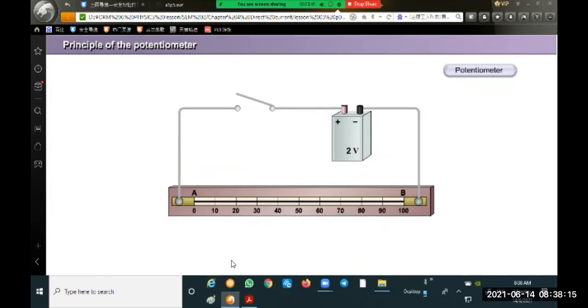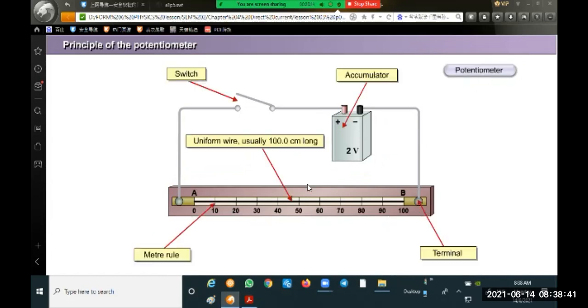Now we look at the circuit. Now we are going to the principle of the potentiometer. Just now was the potential divider, dividing. Okay, we use resistors to divide, more than one. For the potentiometer, we notice that we use a battery. Okay, this one, let's consider using an accumulator.